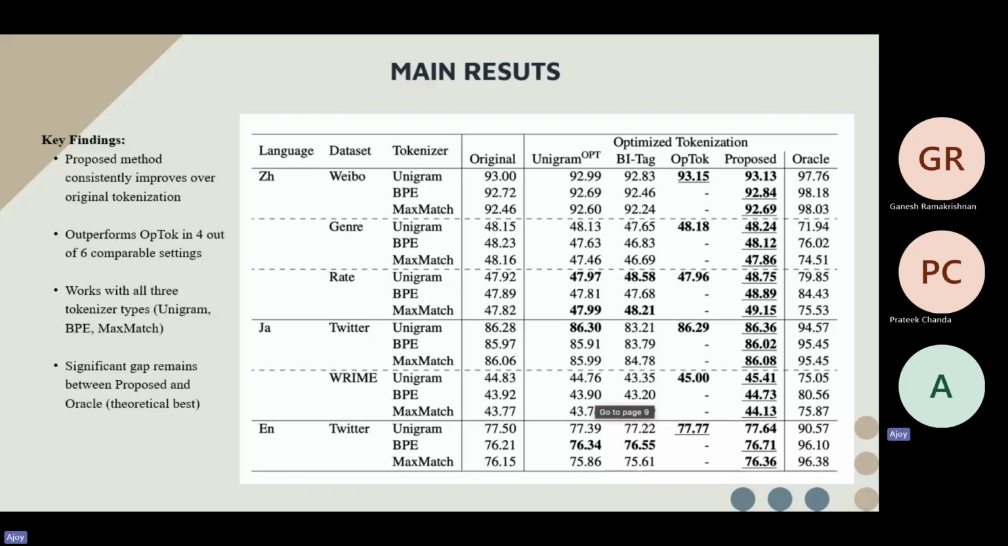Why is our proposed method faster than Optok? Optok was fine-tuning the older unigram method. They were changing the parameters according to the optimal tokenizations. But we are completely training a new tokenizer here in the proposed method.